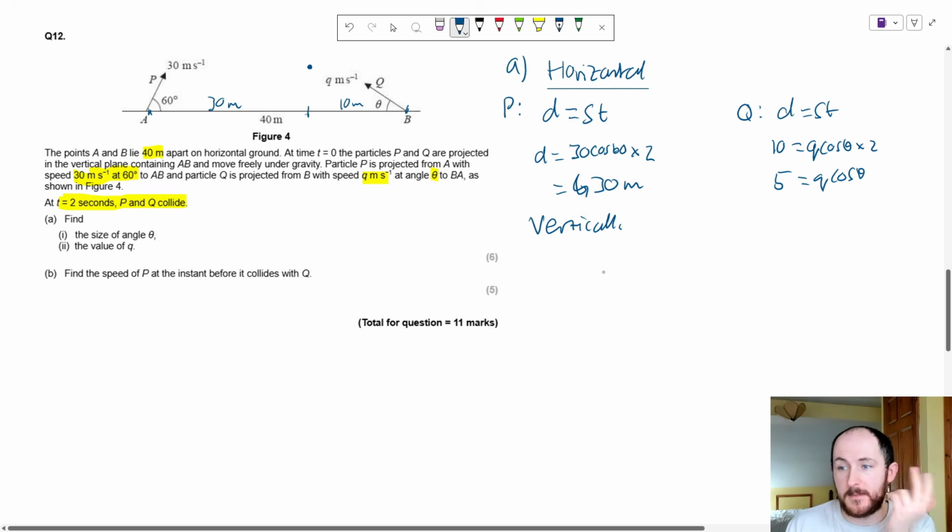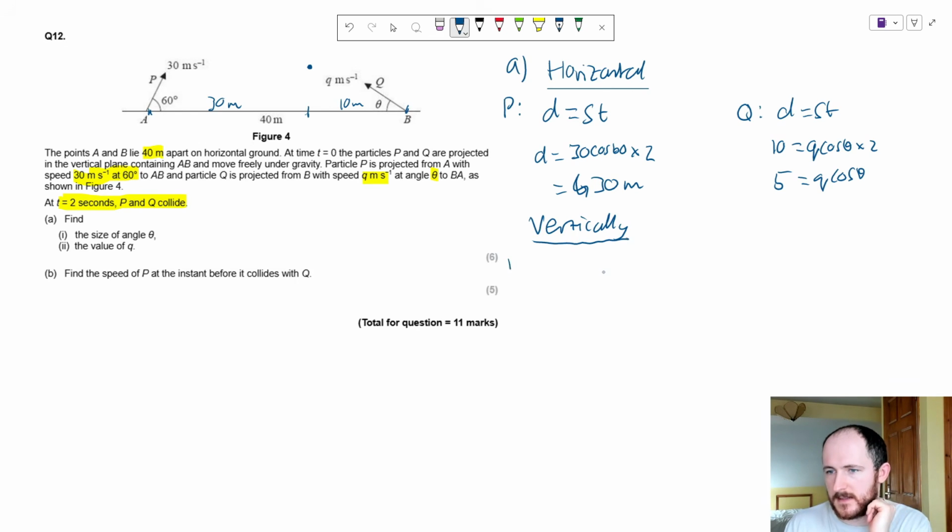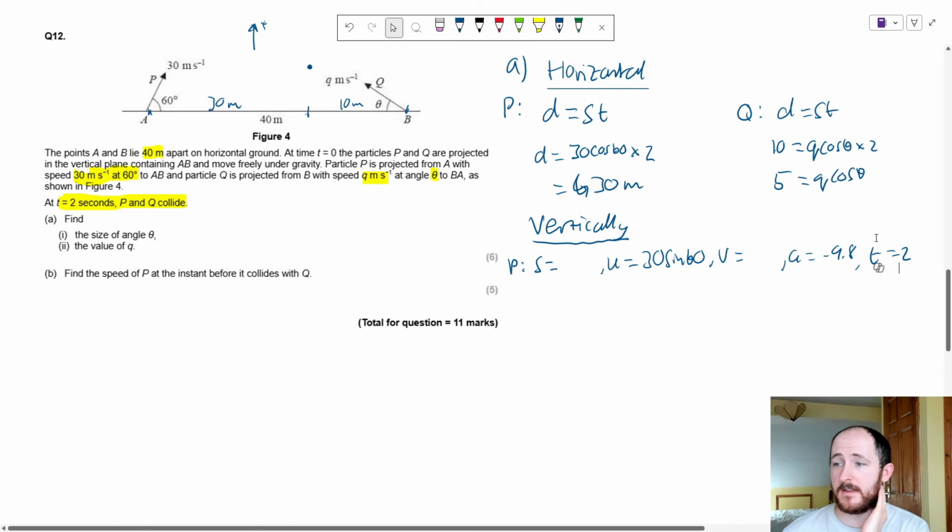Unfortunately, I won't be able to write them next to each other because there's more letters. So we have S equals, don't know, but I'm thinking about something here. Let's take upwards as positive. U is equal to 30 sine 60, which is not a very nice number, but that's okay. V is equal to, depending on what I'm going to do, I'm going to leave it blank for now. A is equal to minus 9.8, and we know that they collide after 2 seconds. So given that I have 3 variables, I can actually work out any of the other 2.